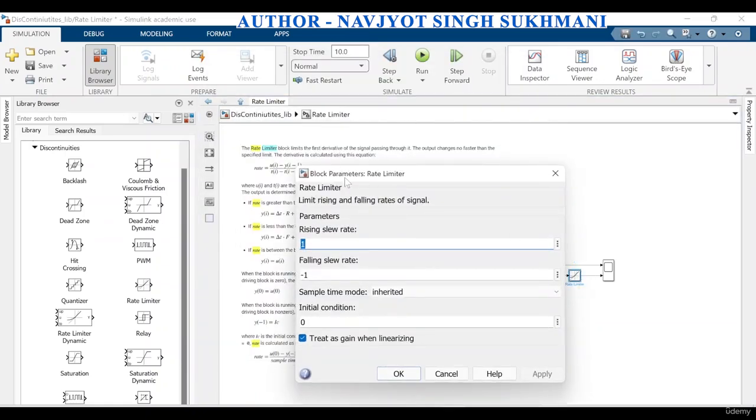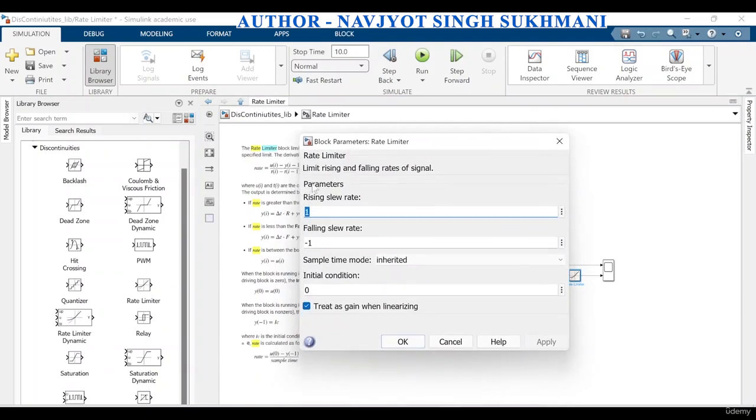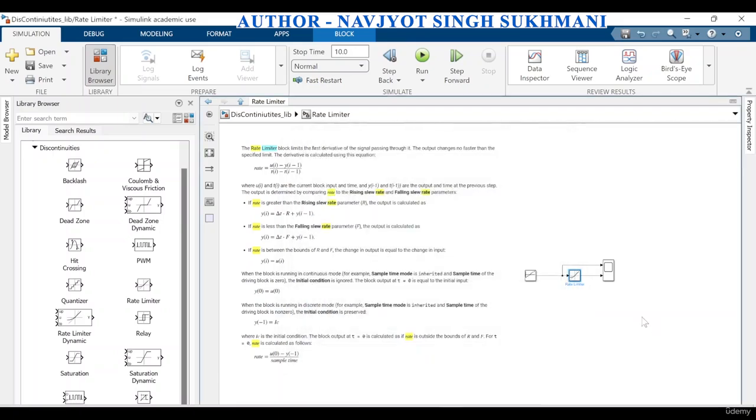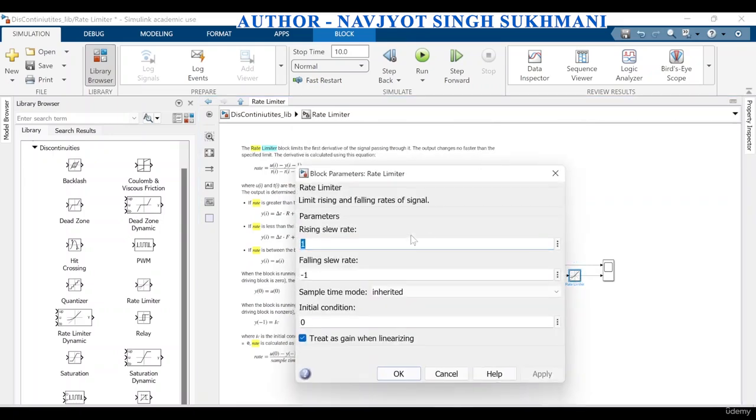So you can see if we come here to the rate limiter, it limits the rising and falling rates of the signal. I have limited my rising and falling rate to 1 and minus 1. Falling rate will be minus 1 and rising rate will be 1. Okay, suppose I change it to 5, and this side will become minus 5.